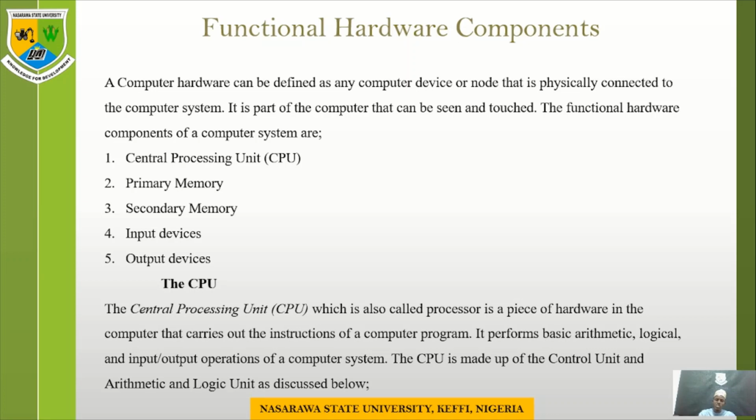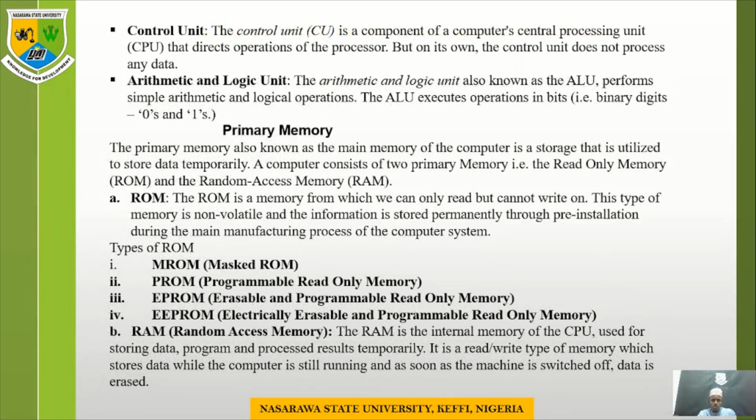So the CPU is made up of what? The control unit and the arithmetic and logic unit. These are the parts that make up the CPU. The control unit is a component of the computer's central processing unit that directs the operation of the processor.